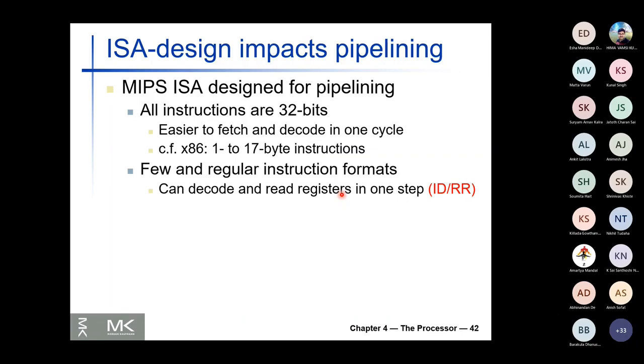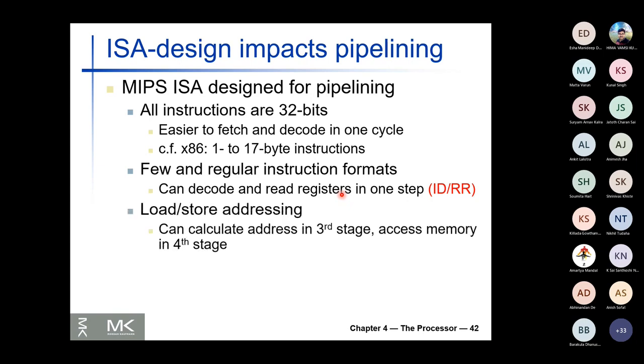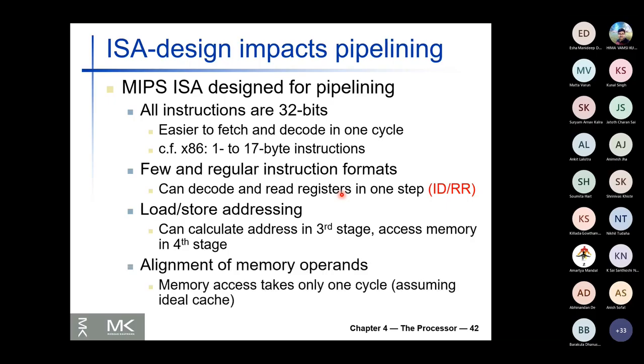In the case of MIPS, we have a lot of advantages. We have very few and regular instruction formats, and we have only load-store addressing. That means memory is accessed only for load and store. And we assume that memory access here takes 1 clock cycle in our pipeline, assuming that we have an ideal cache. There is no cache miss here. If you have a cache miss, then obviously the pipeline would be slowed down because you have to wait for the data or instruction to arrive. Okay.